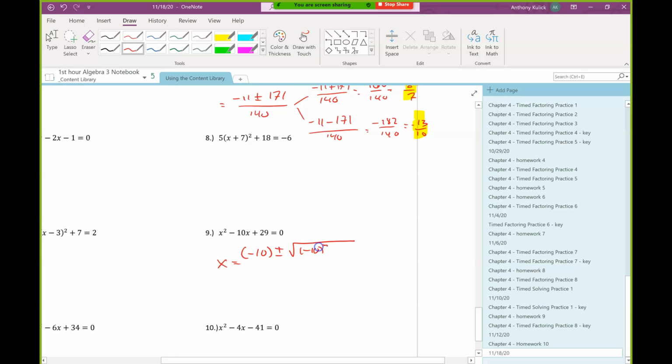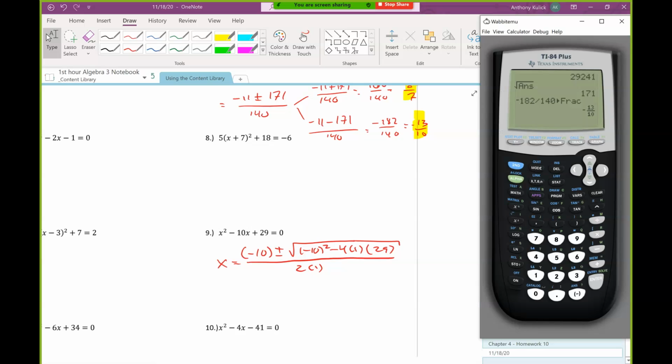The previous one actually would have factored, but the factoring looked like it was going to be pretty tough to find the two numbers that I needed, so I just bypassed that altogether. So I'll do the same thing here. I'll start by doing the part underneath the square root. Remember, we called that part the discriminant, was the name we gave for that.